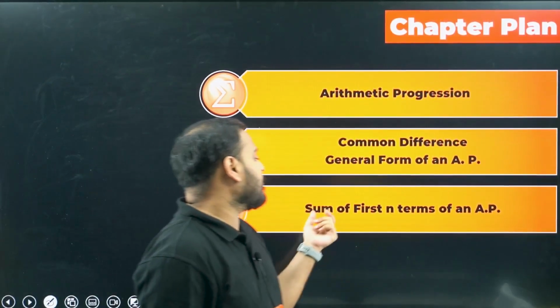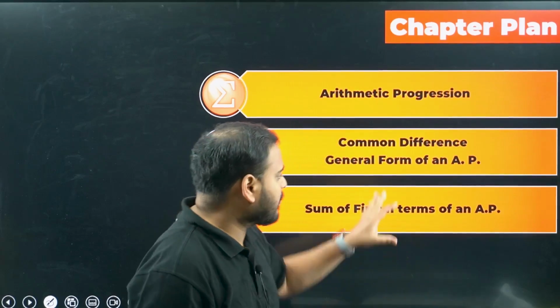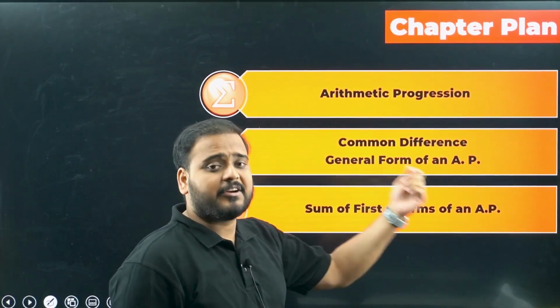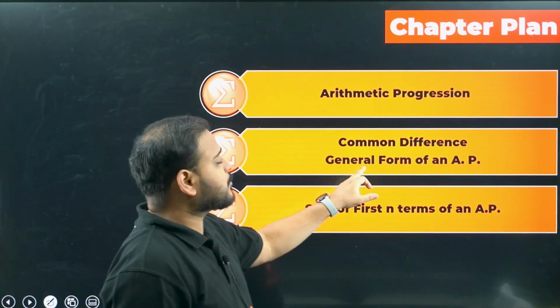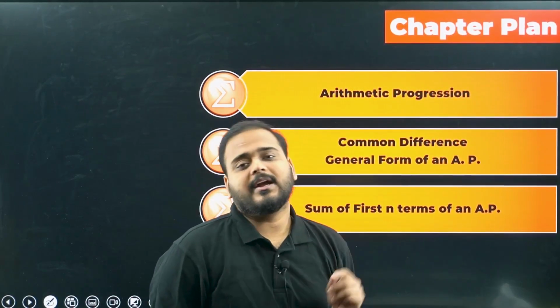Next is the sum of first n terms of an AP. So we'll talk about the second part of the general form, where we are talking about the nth term from the end, and the sum of n terms of an AP. Sometimes they ask this question, that's why I've taken that topic also into consideration.